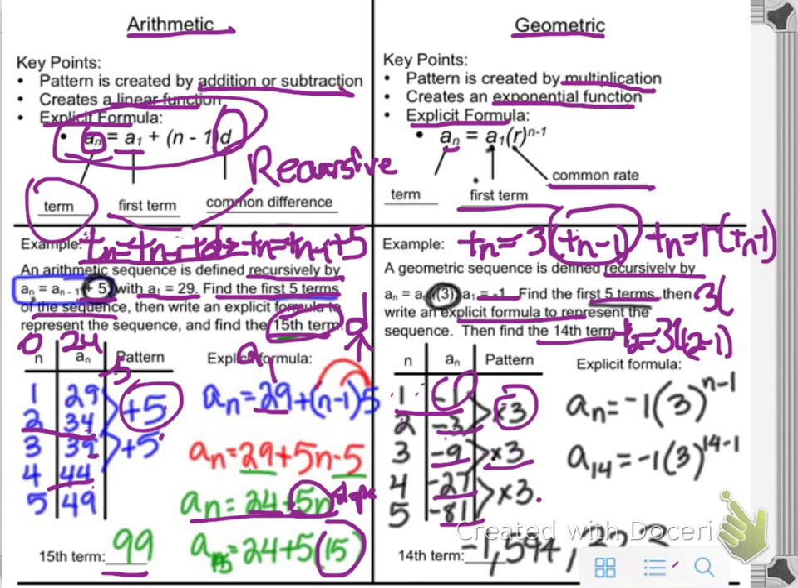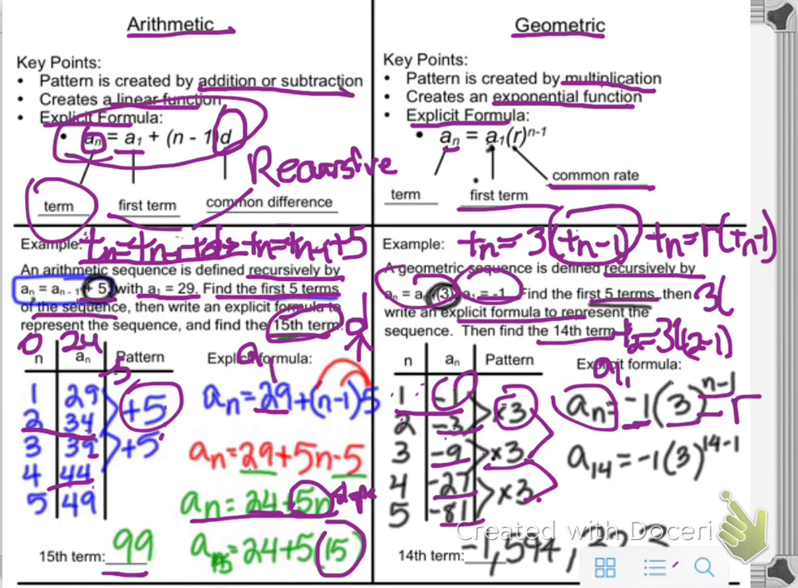Now, the explicit formula for this. We know our explicit formula is a sub n is equal to a1. We know our a1 is negative 1. It tells us our a1 is negative 1 right here. First term times the common ratio. We know our common ratio is 3 by our recursive formula and by doing our first few terms. So this right here would be our ratio. This is our a1, and then n minus 1.